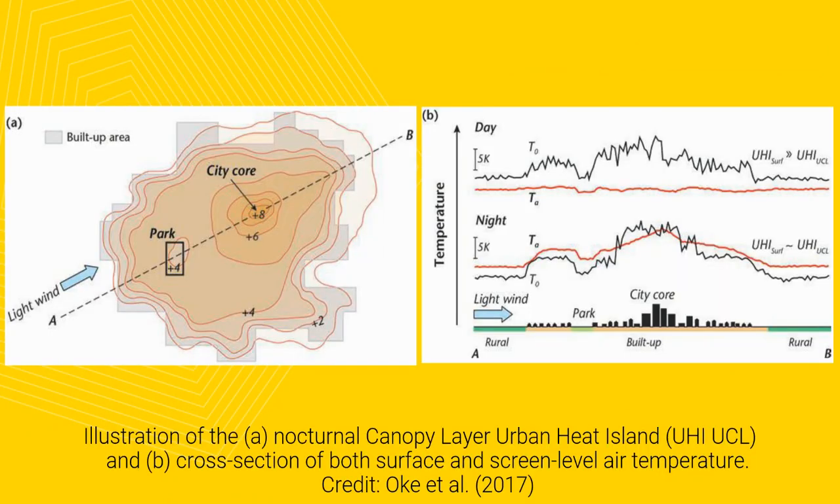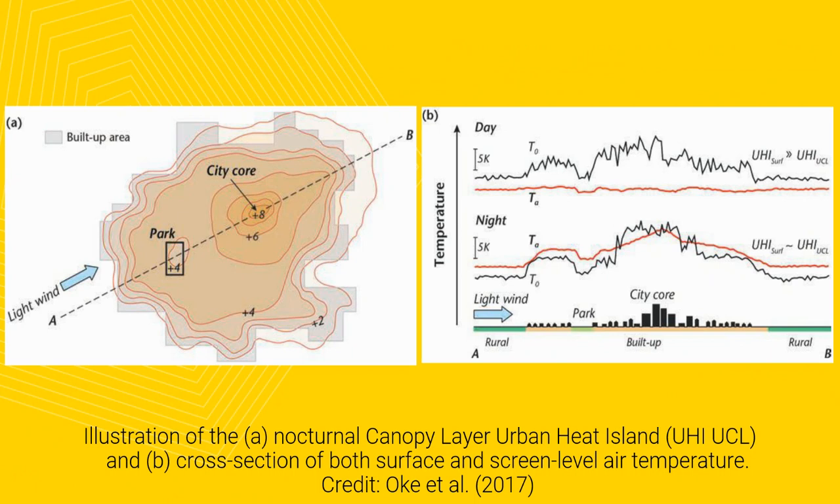We know that urban heat islands can occur in the atmosphere and on the surface. And those two urban heat islands are a bit different from each other. These images illustrate that a little bit. On your left, you have the nocturnal canopy layer urban heat island, which means the near surface air temperature. And on your right, you have a cross section of the surface temperature in black and the near surface air temperature in red. Above is during the day and below during the night.